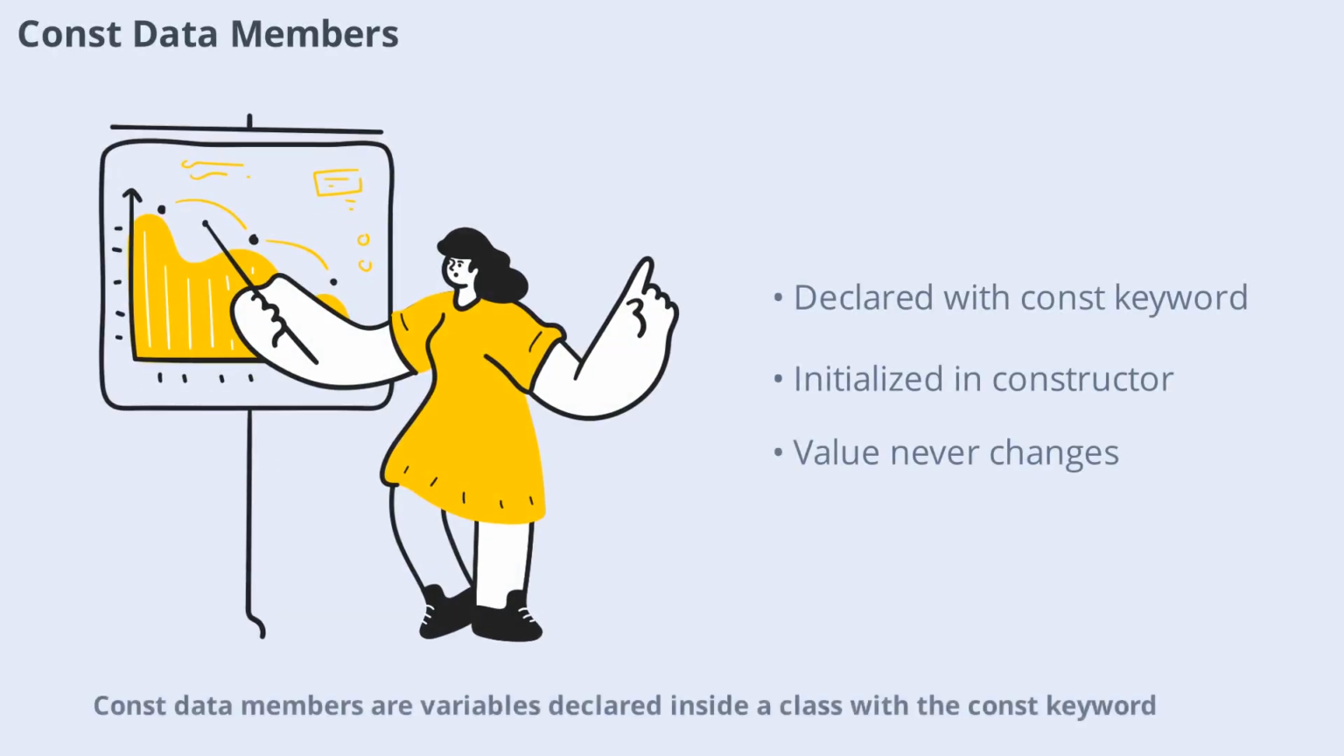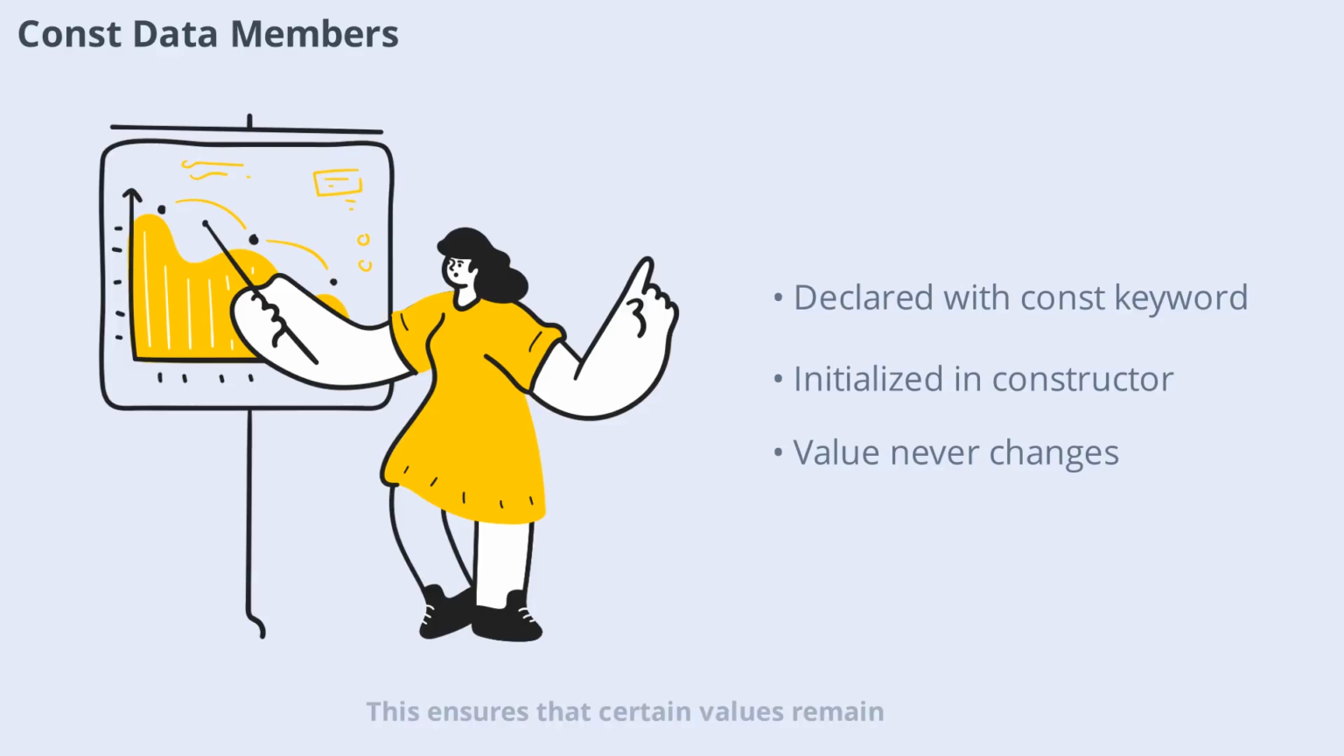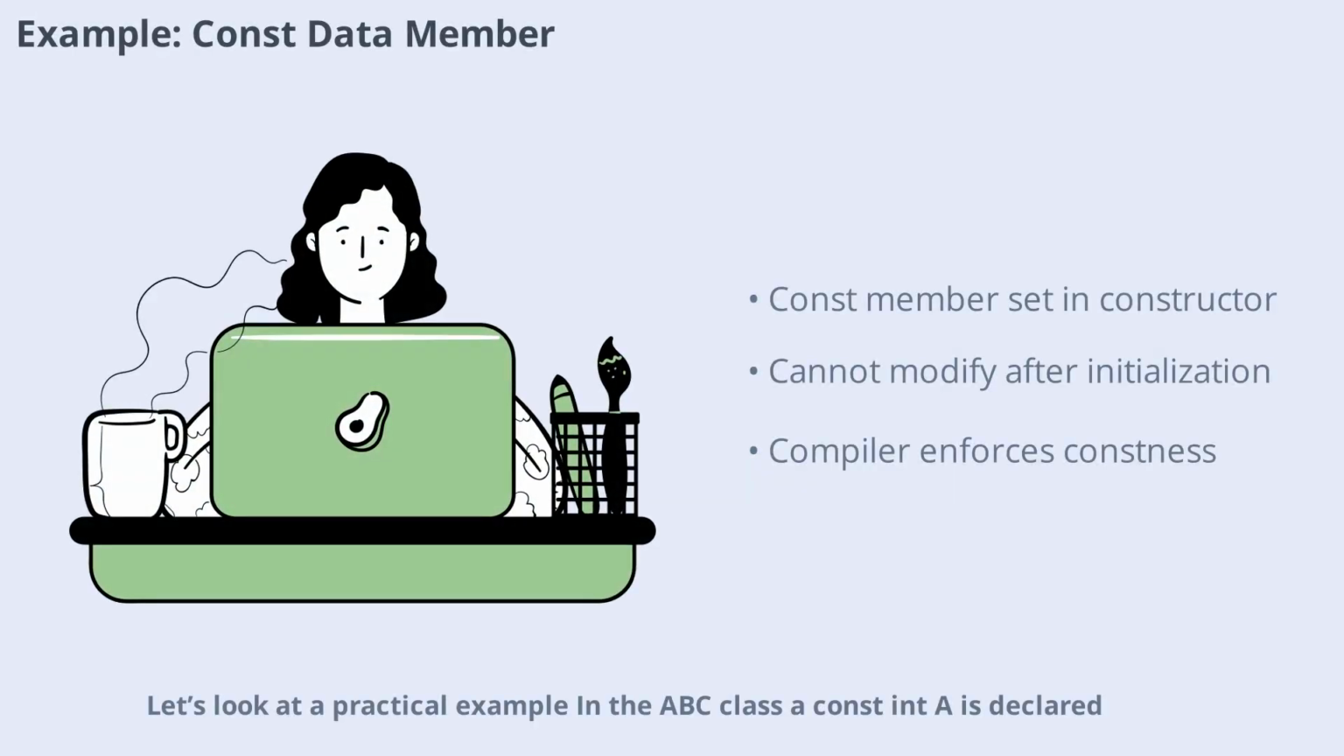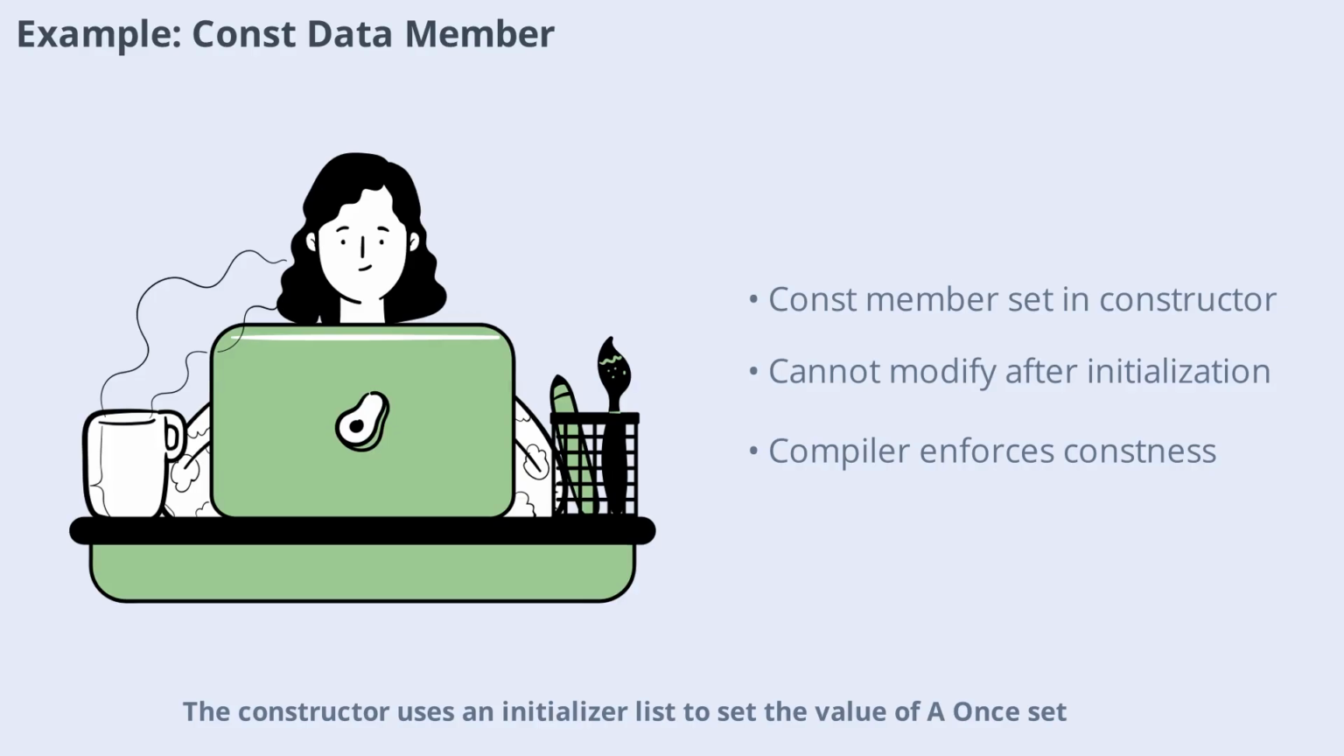Const data members are variables declared inside a class with the const keyword. Once initialized, their value cannot be changed, not even in the constructor or destructor. This ensures that certain values remain constant throughout the lifetime of the object. Const data members are typically initialized using an initializer list in the constructor, since they cannot be assigned a value during declaration inside the class. Let's look at a practical example. In the ABC class, a constant a is declared. The constructor uses an initializer list to set the value of a. Once set, it cannot be changed.